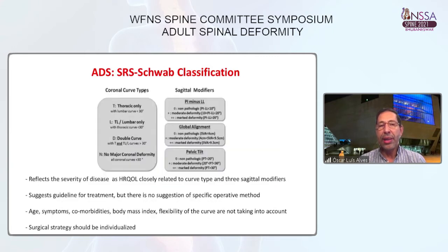So this is the classification, basically, in terms of type of coronal curves, plus the sagittal modifiers, and this relates to quality of life scores. It suggests only a treatment. You can split patients into operative and non-operative, but it does not suggest the specific operative method. You have to be aware that age, symptoms, comorbidity, body mass index, and flexibility are not taken into account in this classification. So surgical strategies should be individualized.